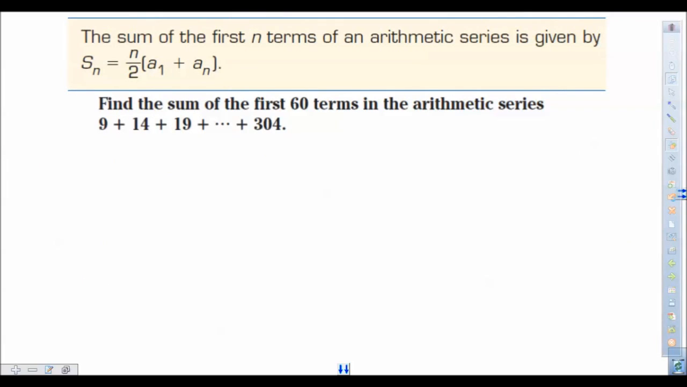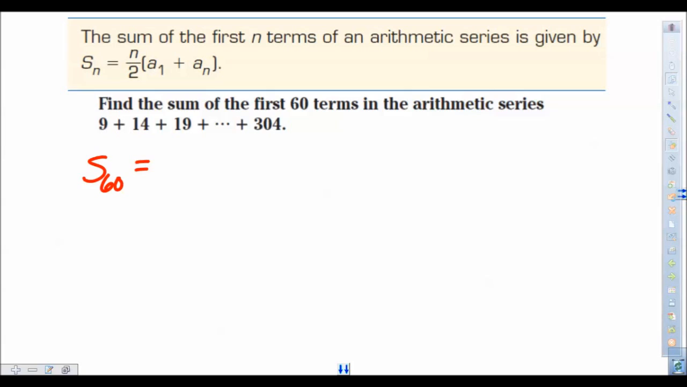So looking at this example here, find the sum of the first 60 terms in the series. Note that 9 is the first term in the series, 304 is the 60th term in the series. So we're all set up for good things here. Let's just run through this formula here. So we're trying to find the sum of the first 60 terms, so we'll write down S of 60 here.